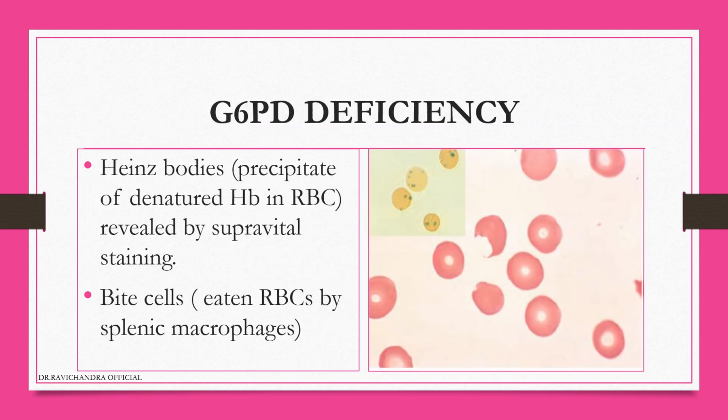Heinz bodies are precipitated forms of denatured hemoglobin in RBCs, and these Heinz bodies can be revealed with the help of supravital dyes or supravital staining. That is, the dyes will help you to see the cells in live form. So, Heinz bodies are characteristically seen in G6PD deficiency. Bite cells are formed because of the splenic macrophages eating these RBCs to remove the Heinz bodies. So, bite cells are a characteristic feature of G6PD deficiency, which will result in intravascular and extravascular hemolysis.